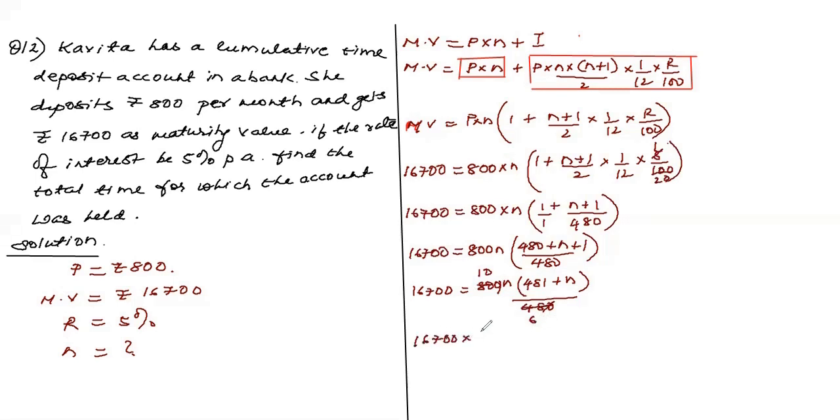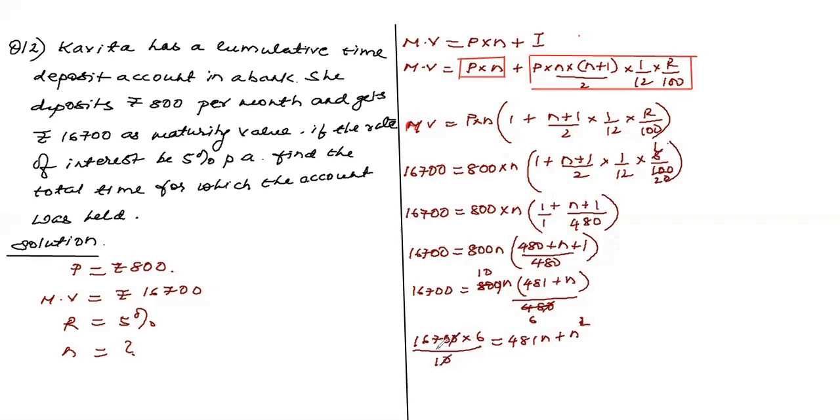16700 into 6, 6 goes up, 10 comes down, is equal to 481n. n into 481 is 481n, plus n into n is n squared. Okay, see what I have done? This 6 I took on top, and 10 I bring down. This n gets multiplied with both the terms inside the bracket. So what happens here, children?